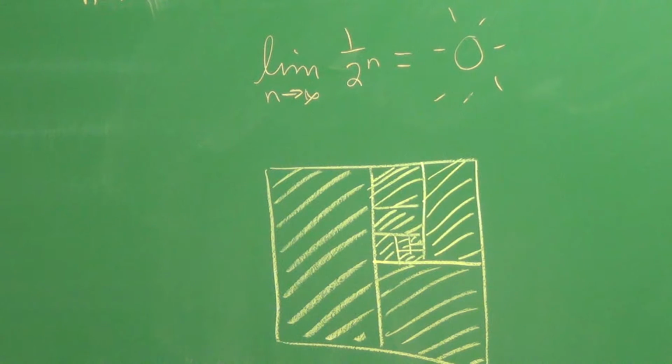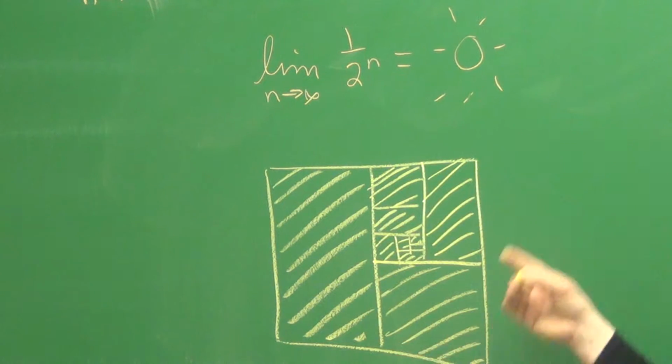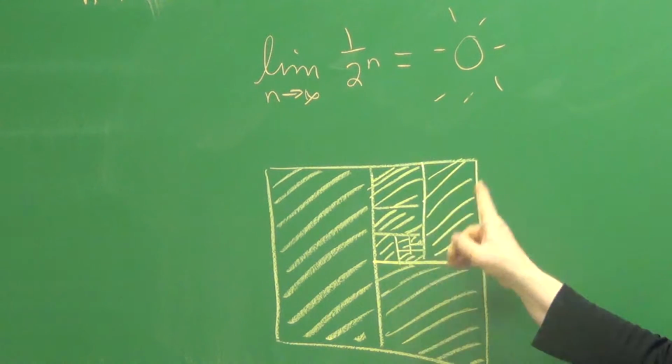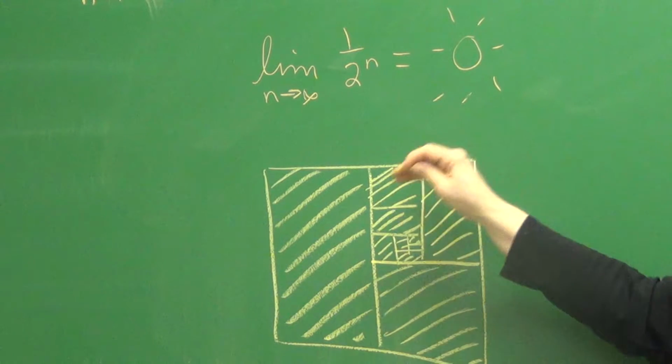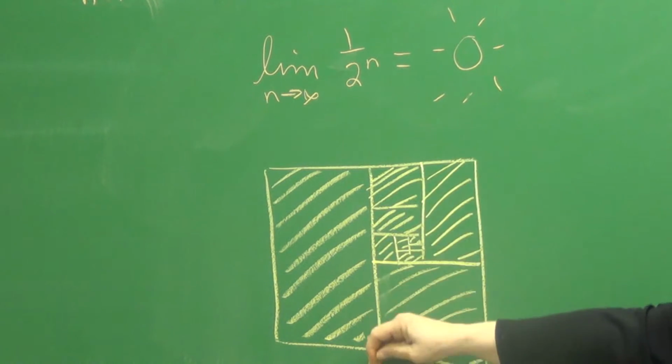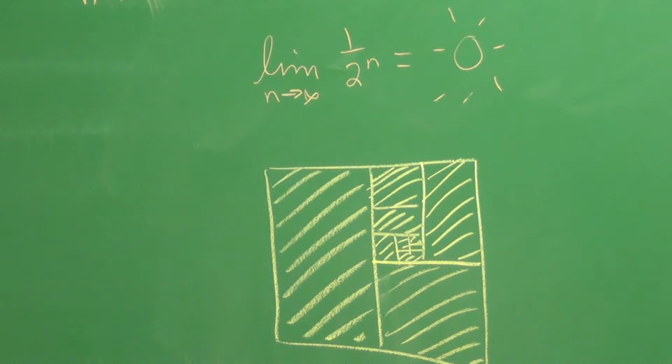So notice, does this convince you that this goes to 1? You can see that I'm going to keep shading in smaller and smaller parts that will get closer and closer to filling in this whole 1 by 1 square, which is representing 1 as the answer. So I thought that was cool, and I'd share that with you.